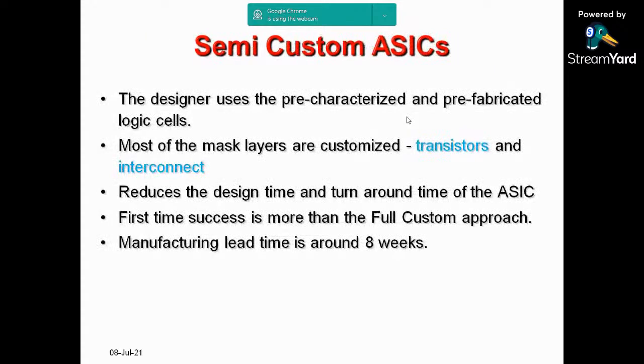When you go for a semi-custom ASIC, the designer will of course be using pre-characterized and sometimes pre-fabricated parts. When I go for gate array, it is pre-fabricated. When I go for standard cell based design, it's pre-characterized and pre-tested cells. So the cells will be available in the library.